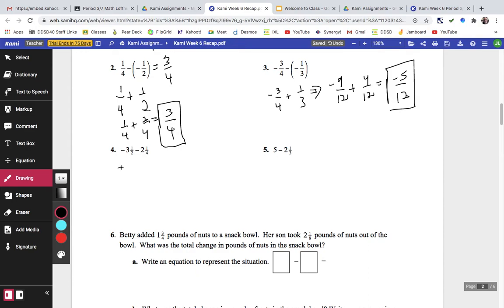This is negative 7/2 plus a negative 9/4. So I did 2 steps at once. I changed it to an improper fraction, and I changed addition to subtraction. I combined 2 of those steps. And then this is going to be negative 14/4 plus negative 9/4, and that's equal to negative 23/4. 4 goes in there 5 times with 3 left over.